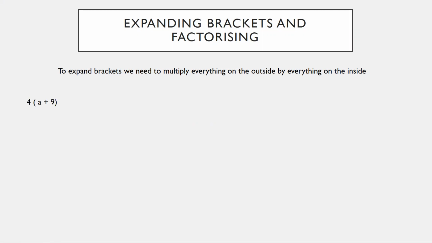So this question here, what we need to do is 4 times a and 4 times 9. That's going to give us 4 times a is 4a and 4 times 9 is 36. So this one we will do 7 times 3t and then 7 times negative 4. So 7 times 3t will give us 21t and 7 times negative 4 will give us negative 28.